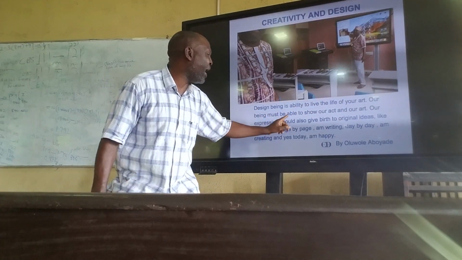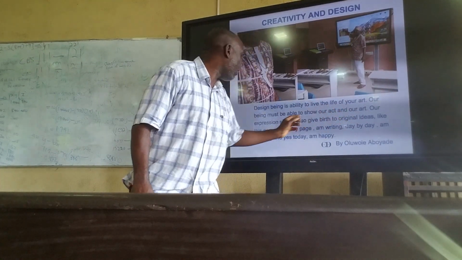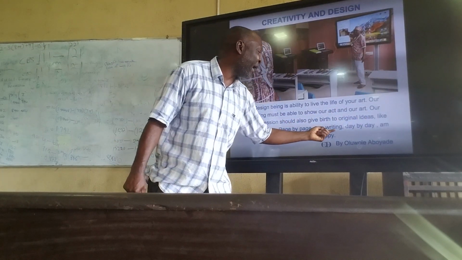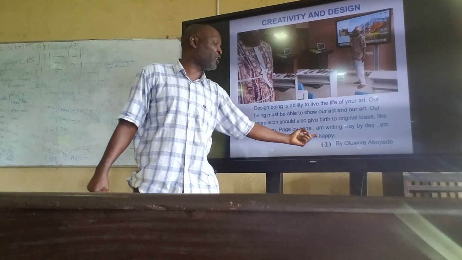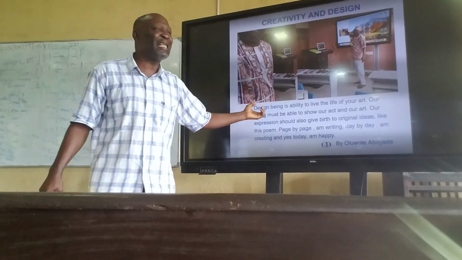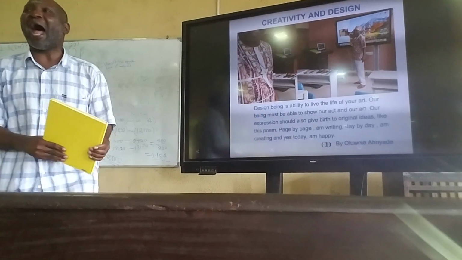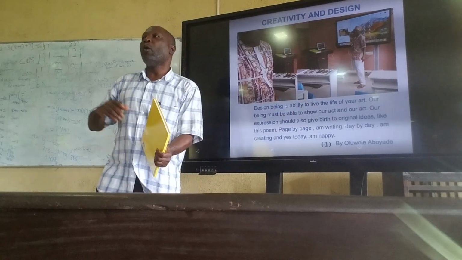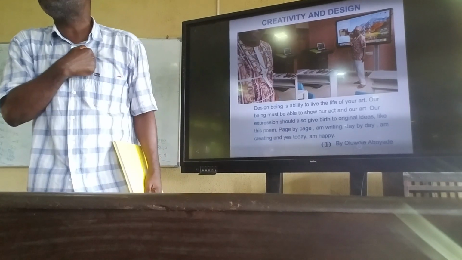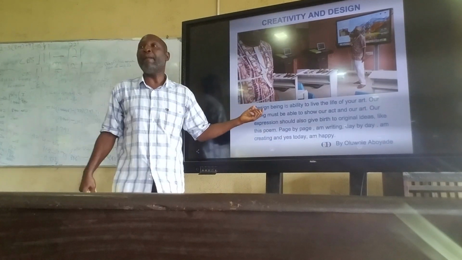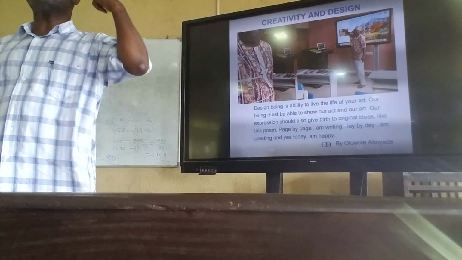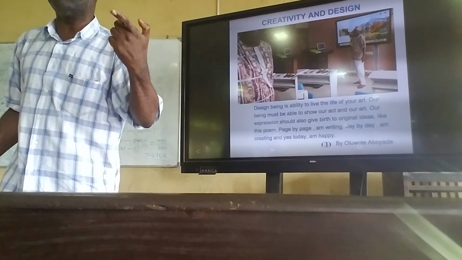Our being must be able to show our act and our heart. Our expression should also give birth to original ideas. Like this poem, page by page I'm writing, day by day I'm creating, and yes, today I'm happy. And three things must be done under design being. You must protect your art, the ART. You must protect your art, the ACT. And you must protect your art for you to have design being. Once you have design being, money will be looking for your creativity, not you looking for money.